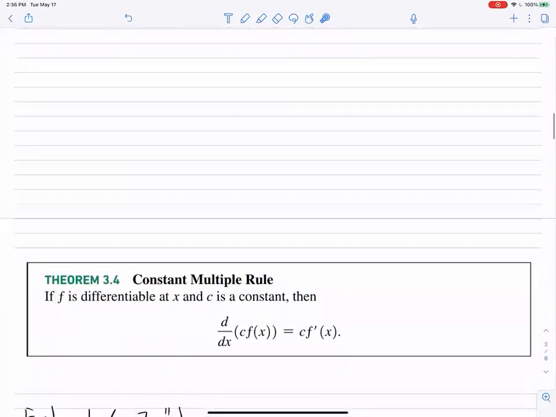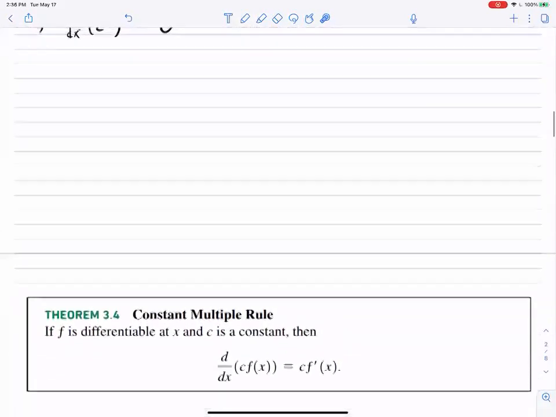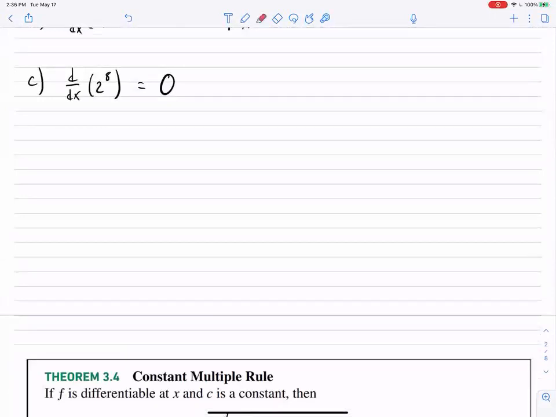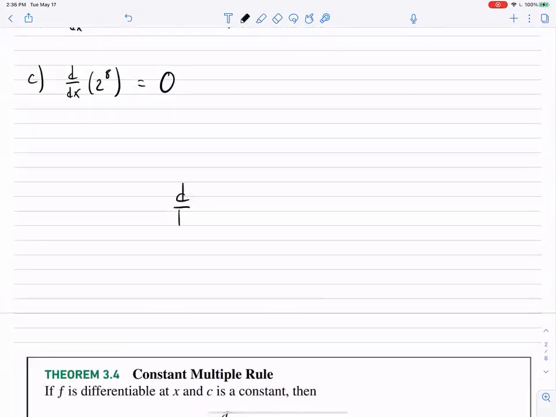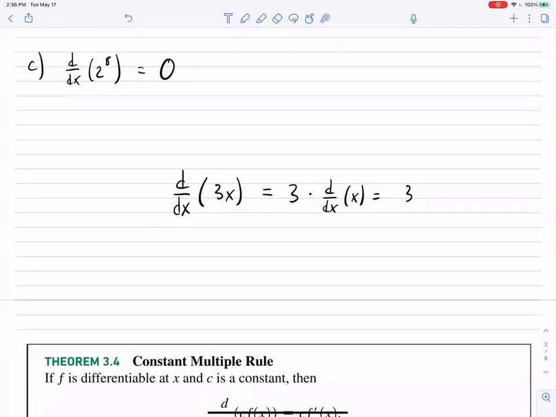Okay. How about constant multiples? What if I have a constant times a function? So for instance, what about the derivative d dx of 3x? Well, we're going to show that this is actually just 3 times the derivative of x, which is 1. And so this is 3. You could look at a graph of this function, right? It just has slope 3 the whole time. So that makes sense. Its derivative is always 3.